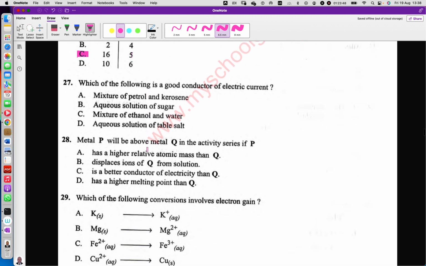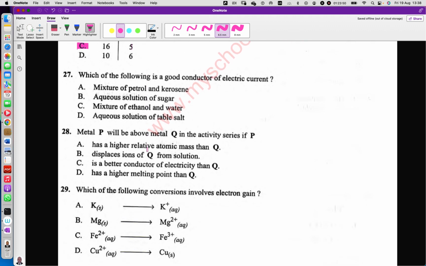So question number 27. Which of the following is a good conductor of electric current? That is the one that can ionize very well. The one that can ionize very well will conduct electricity. So now, A, a mixture of petrol and kerosene, no. B, aqueous solution of sugar, no, it does not ionize very well. C, a mixture of ethanol and water, will not do. There's no full ionization here.